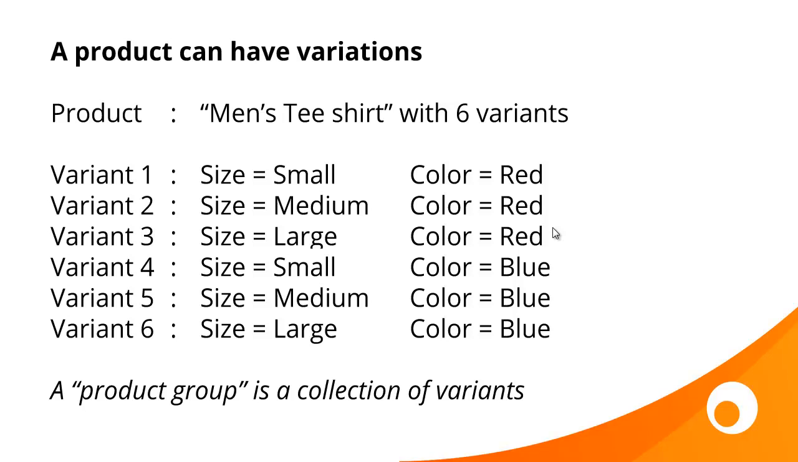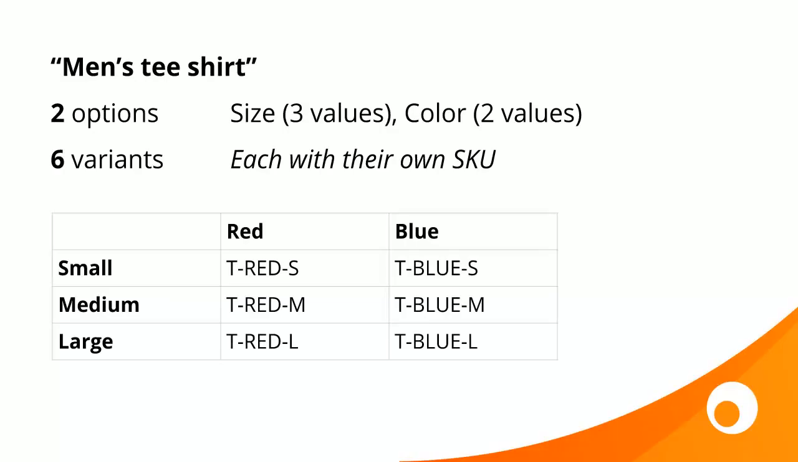All of these products in Brightpearl are created as separate records, each with the same name. And because they've all got the same name, they're grouped, and we call this collection of 6 variations a product group. This product group, the men's t-shirt, is defined by 2 different options, option 1 being size and option 2 being colour. And because we've got 3 sizes and 2 colours, we've got 6 variants, and each variant has its own SKU. You can see what this looks like in tabular format.